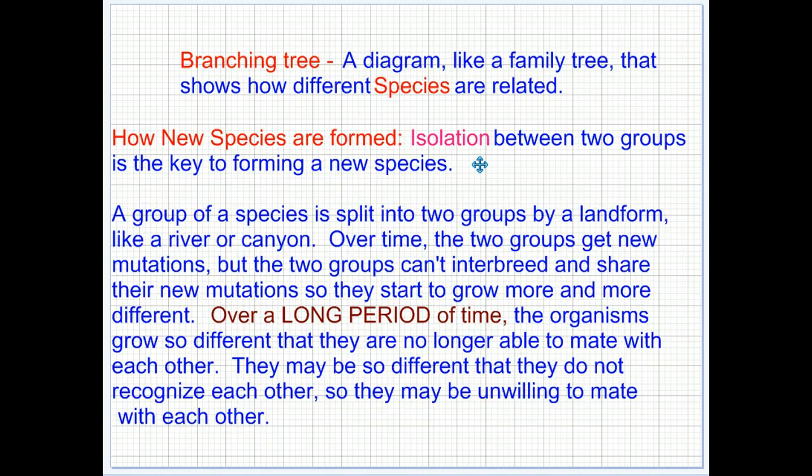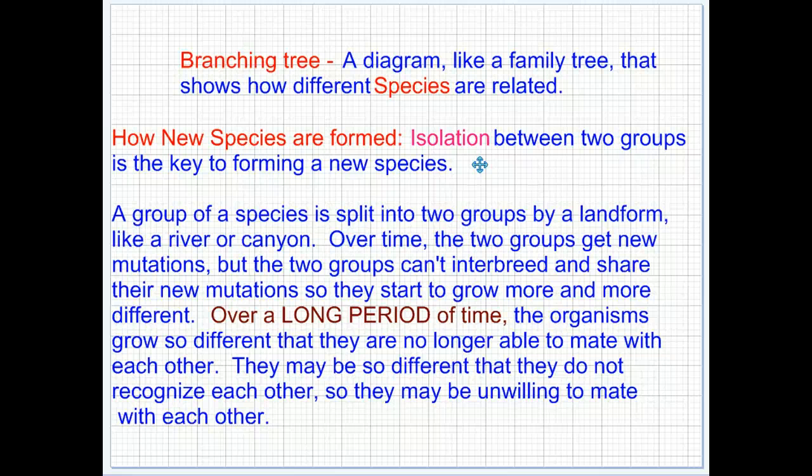So they must stay isolated completely for a long time. We cannot have any genes moving from one side to the other. If we're sharing those mutations, it's going to increase the sameness of the two species, and they will not keep getting different. So they cannot have individuals moving from one group to the other sharing their genes.